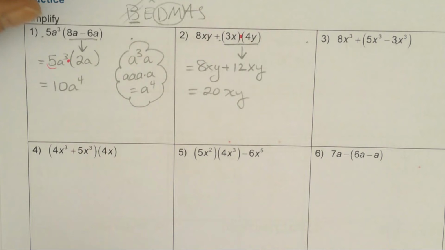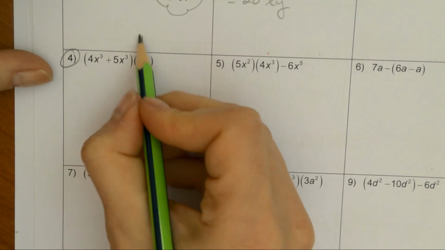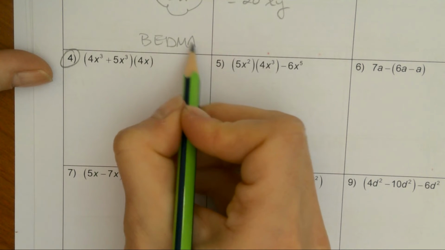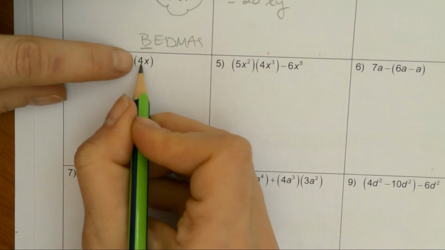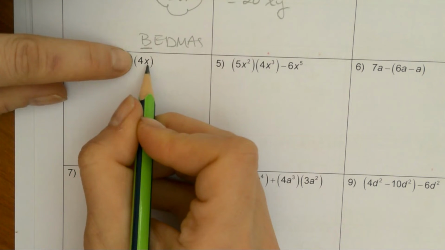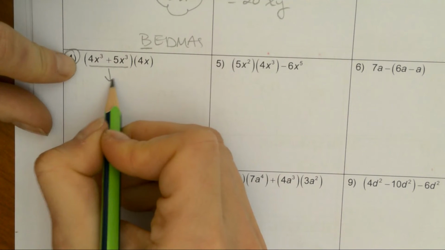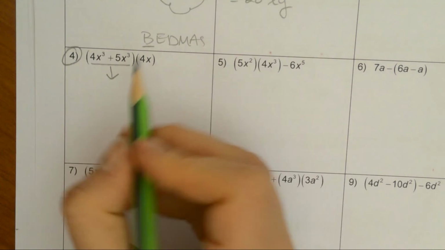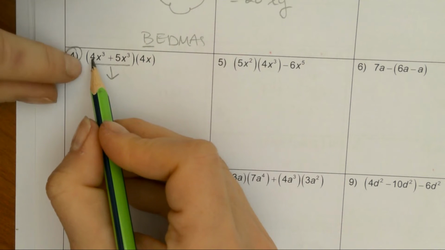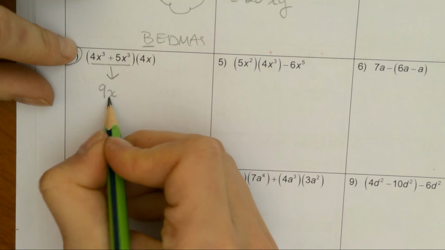Okay, let's look at question 4. BEDMAS, inside the brackets. Can I do anything in here? No, the 4 is all alone. The 4x is all alone. But this I can do something. Maybe. x cubed, x cubed, they are the same, so I can add them. I have 4x cubed plus 5x cubed, so I have 9x cubed.